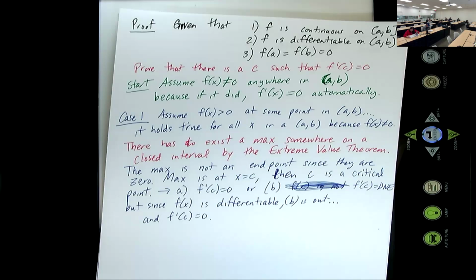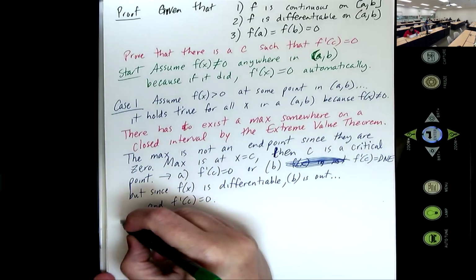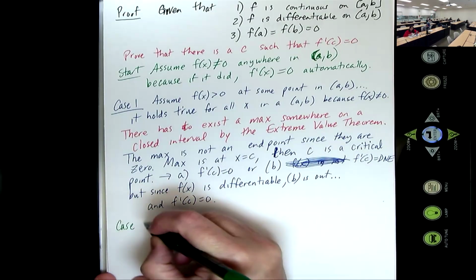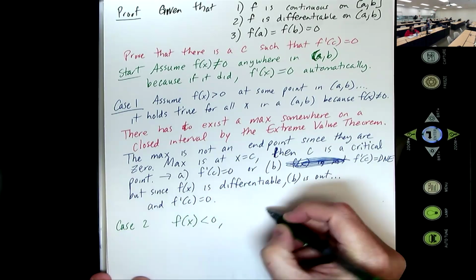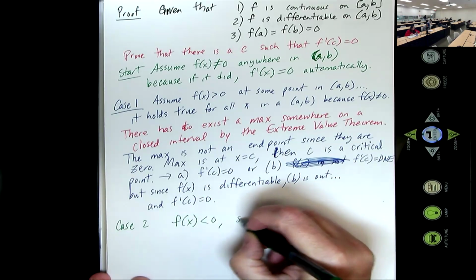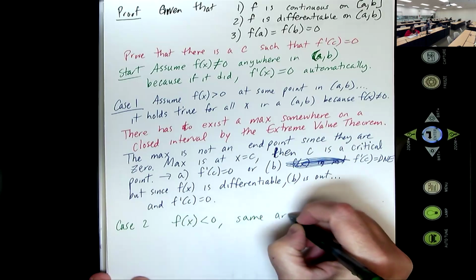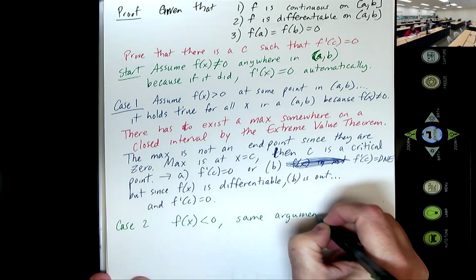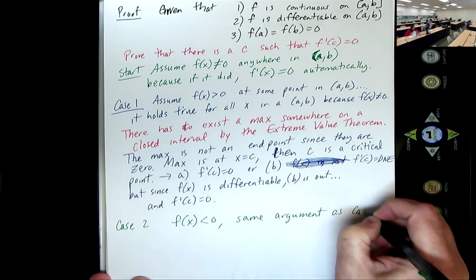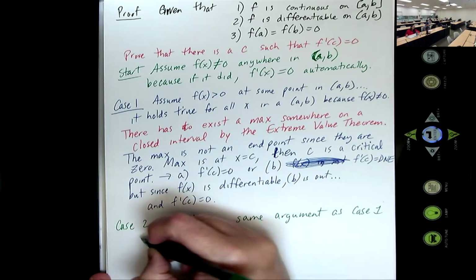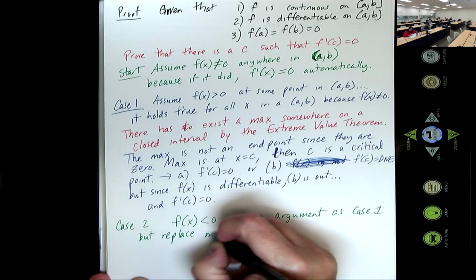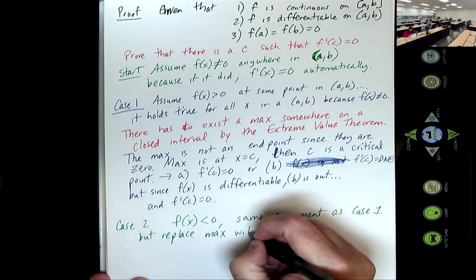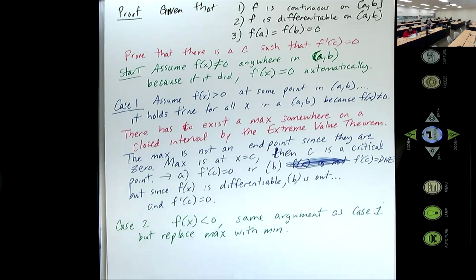Case two. We are not gonna walk all the way through case two. Case two is f of x is less than 0. Same argument as case one, but replace max with min. Nothing else has changed.